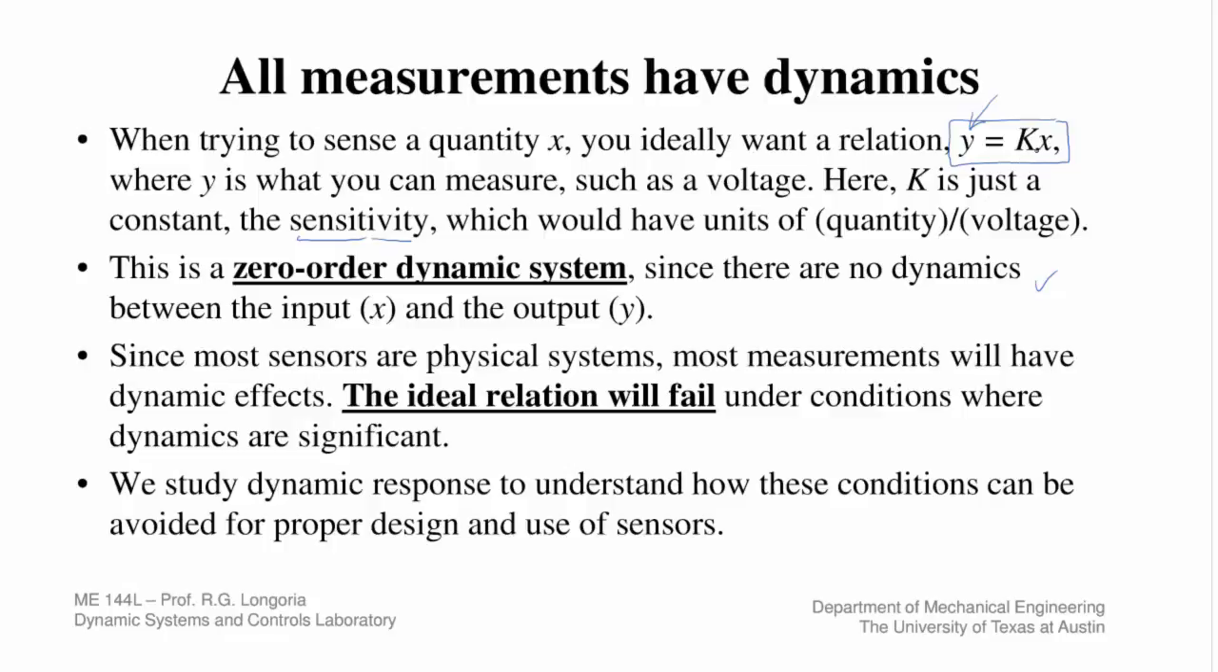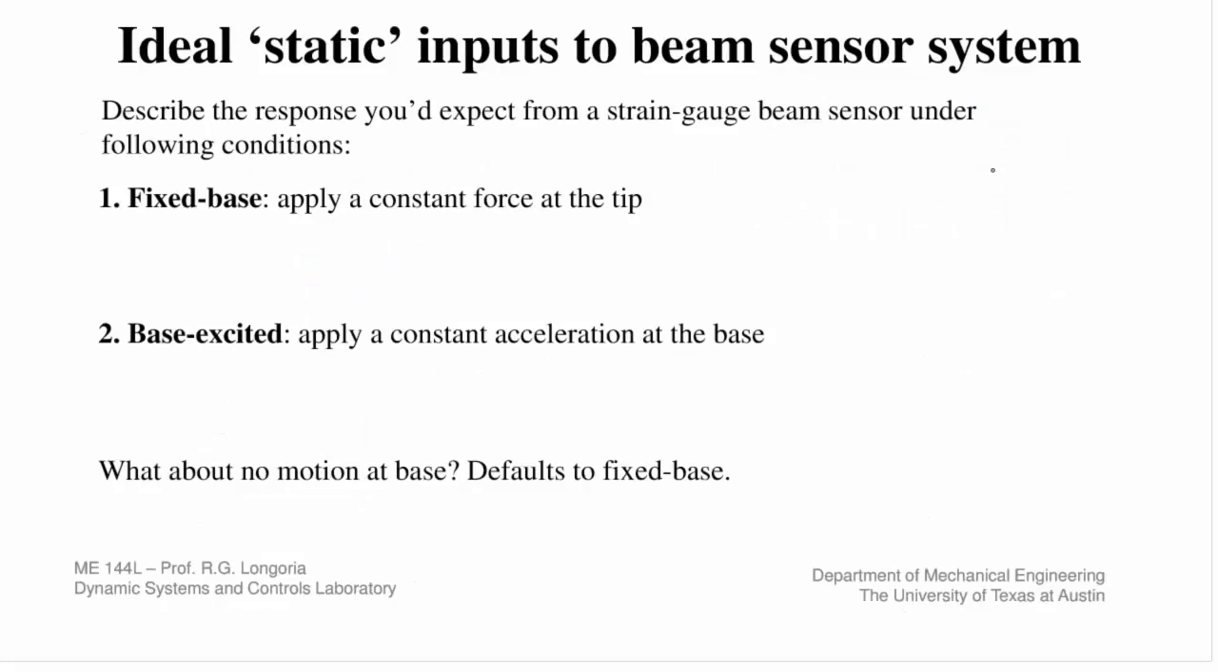Now, since most sensors are physical systems, they'll always have dynamic effects, and so that ideal relation does fail. It's good to understand under what conditions it won't work, when dynamics are significant, and how to avoid them. So that's why we study dynamic response, so that we can understand not only how to use them, but also how to design them. Before we get into that discussion of dynamic effects in measurements, let's first talk about a really simple case of a mass spring damper system.